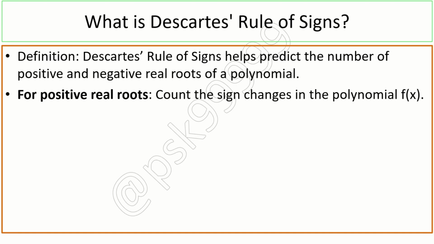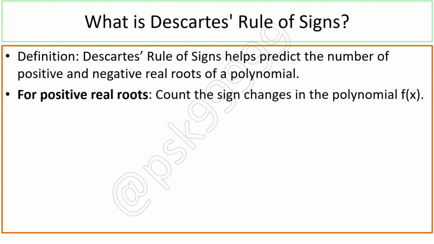We know f of x is in the form of ax to the power of n plus bx to the power of n minus 1 plus cx to the power of n minus 2 and so on, up to some k. So how do you find the number of positive real roots? You check the number of times the sign has changed for each term. The first term is ax to the power of n, so what is the sign of a? The next term is bx to the power of n minus 1.